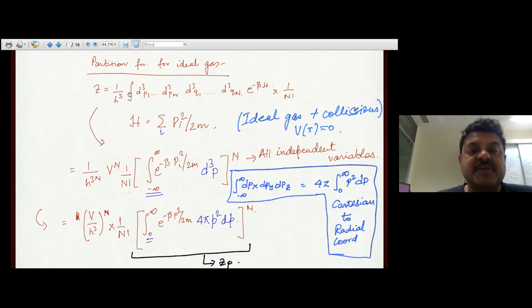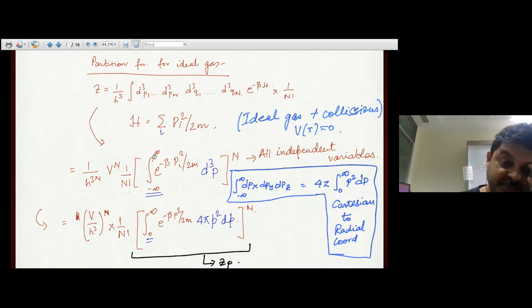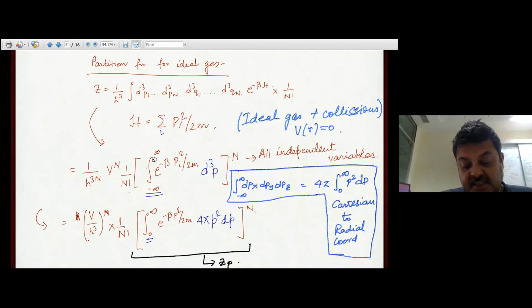And here all that we are doing is we are allowing the momenta of each of the particles to go from minus infinity to plus infinity. And why is that? We are assuming that the system which is in contact with the heat reservoir can take different values of energy. Of course, most of the time it will have a certain value, so its probability distribution of the energy will be sharply peaked.